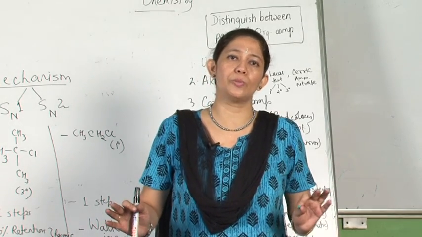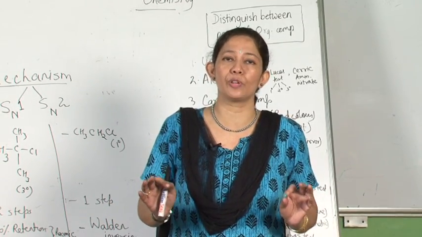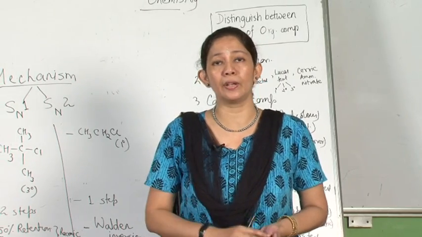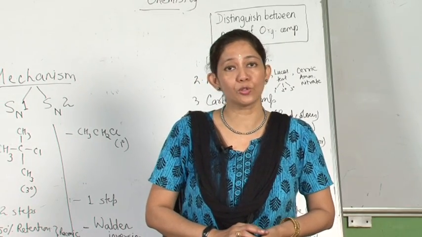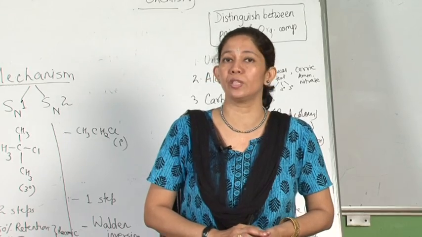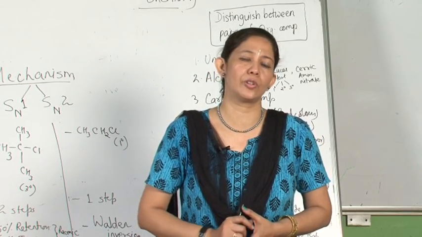I am very sure you will be able to score 19 out of 19. Remember, in case of chemistry, if you have to score centum, that is 70 out of 70, you must get 19 out of 19 in organic chemistry.